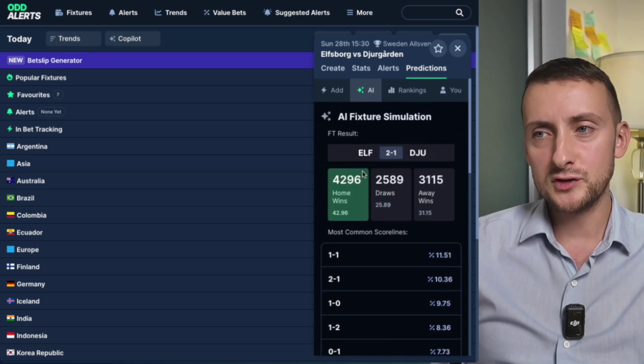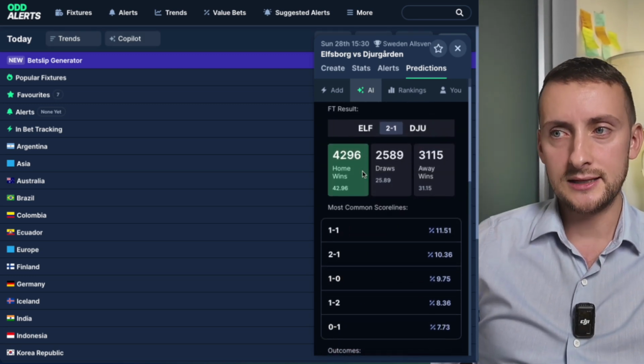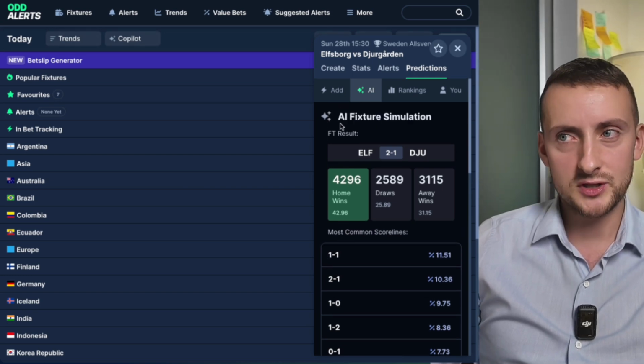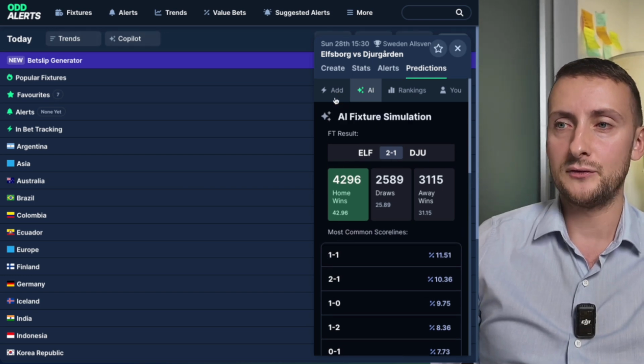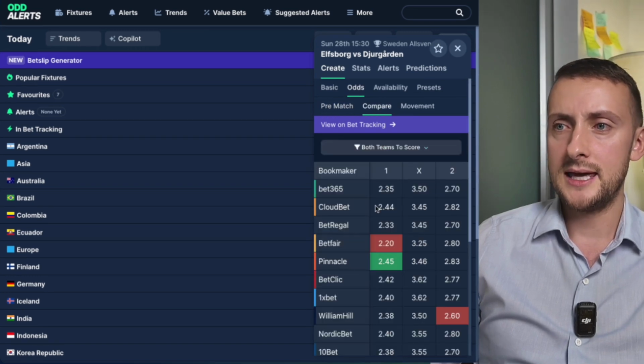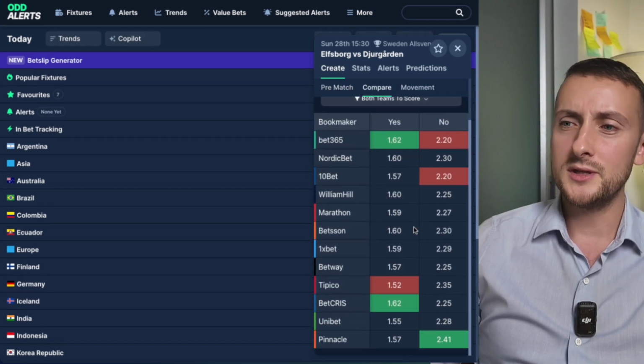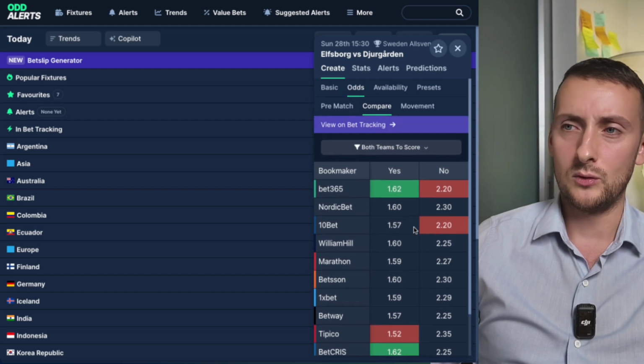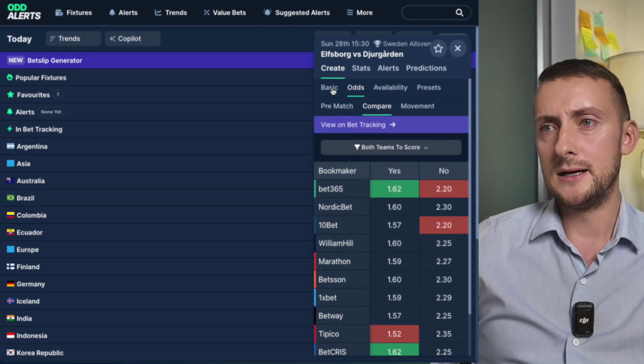And we get a 2-1 Elfsborg victory. You can see it, can't you? 1-1, the most common scoreline. You could see that as well, given the data that we have just seen. Let's take a look at the odds. Do we have any value bets here? Both teams to score 1.62, so it's negative value that, so I will be setting an alert potentially on that.